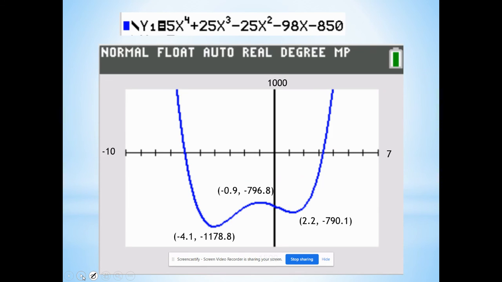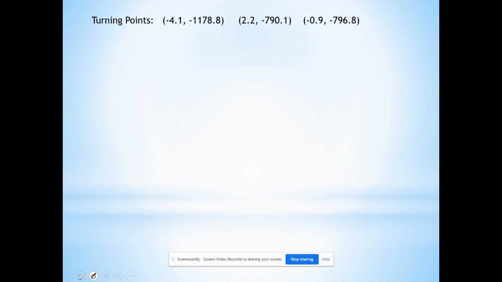All right, here's another example. This one I already graphed on the calculator. I put it in an appropriate window, and I've labeled all your turning points. So this time I have 3 turning points. So I'm going to have 2 minimum points and a maximum point.